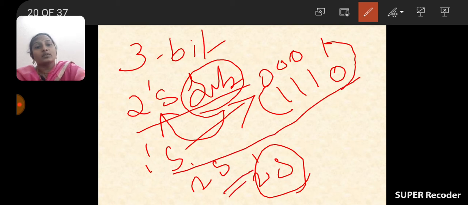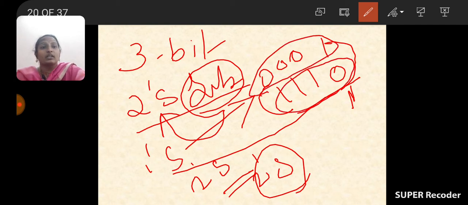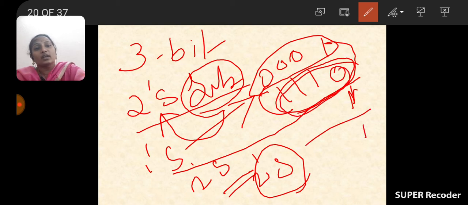And coming to the 2's complement, it is adding 1 to the 1's complement of the given number. This is the given number, 0001. So the 1's complement of the given number is 1110. So adding 1 to the 1's complement of the given number, we get the 2's complement.